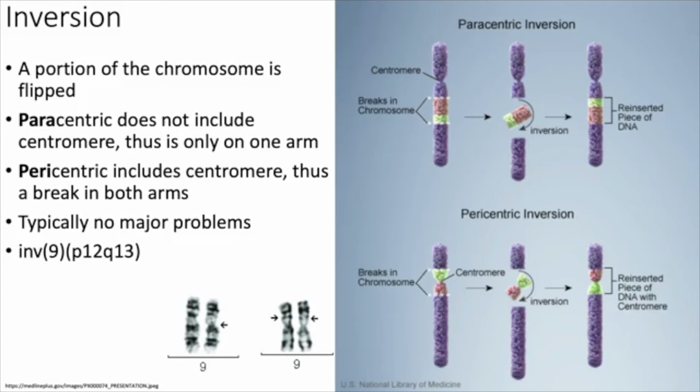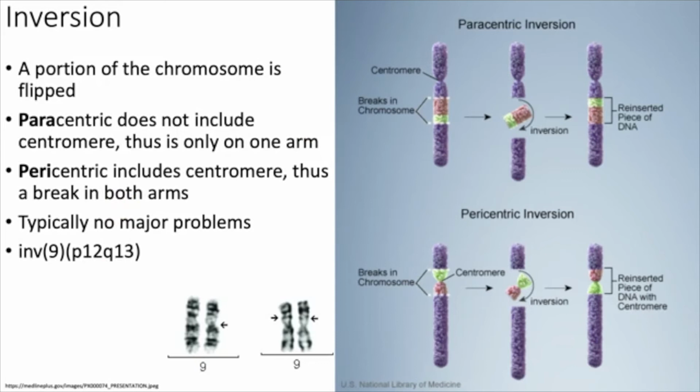Those are kind of goofy, where you take a chunk of chromosome and you just flip it. If you do that outside of the centromere, so it's not including the centromere, that's called paracentric. If you include the centromere, we call that pericentric. If it's paracentric, that means you're cutting one arm in two spots. If it's pericentric, that means you're cutting each arm in one spot. But it's really not that different.